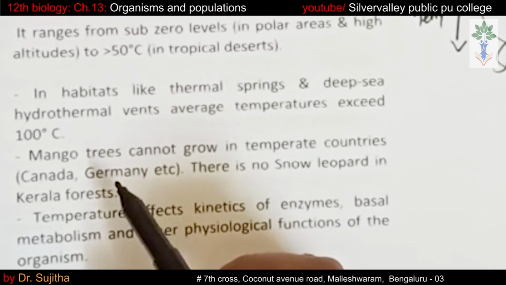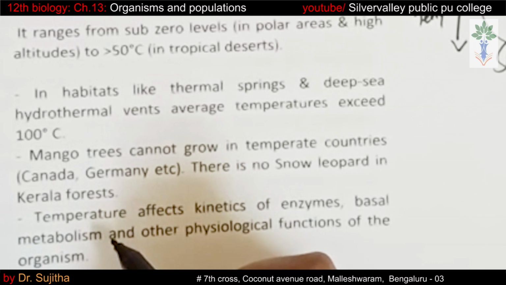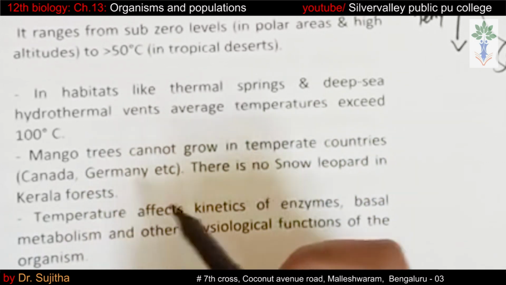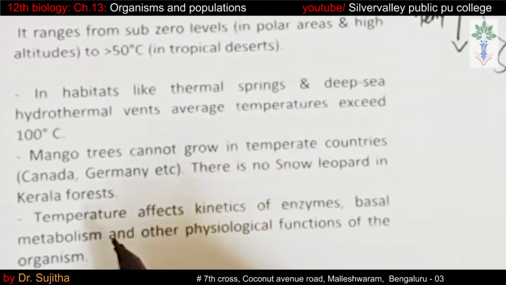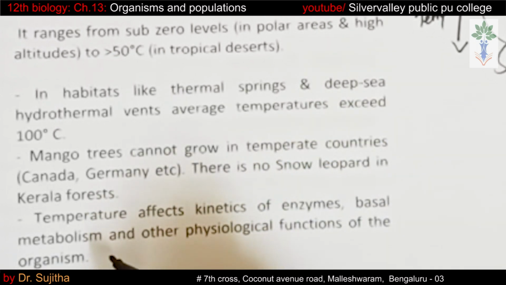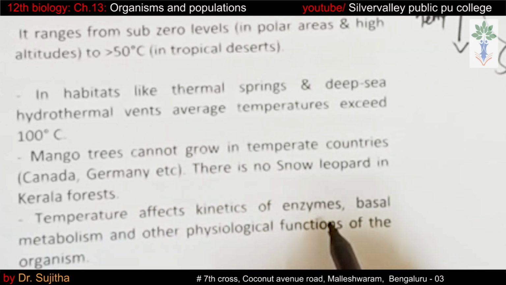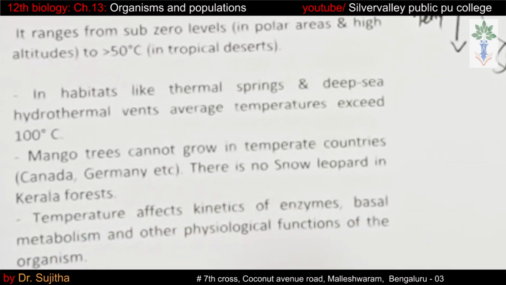That is the reason why we don't find the mango trees in extremely cold countries such as Canada and Germany. We also don't find the snow leopard in Kerala forest. Snow leopards are found exclusively in cold climate such as in Himalaya region. Does the temperature affect the physiology of the body? Yes, the temperature will affect the kinetics of the enzyme, the basal metabolism and the other physiological functions of the organism.